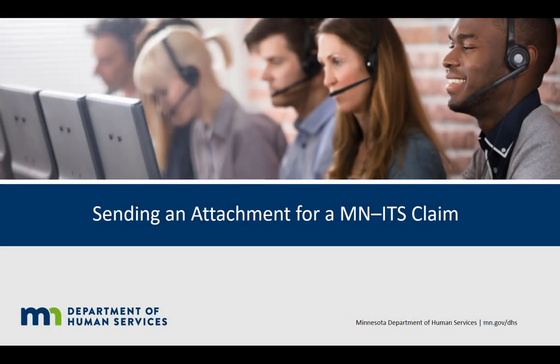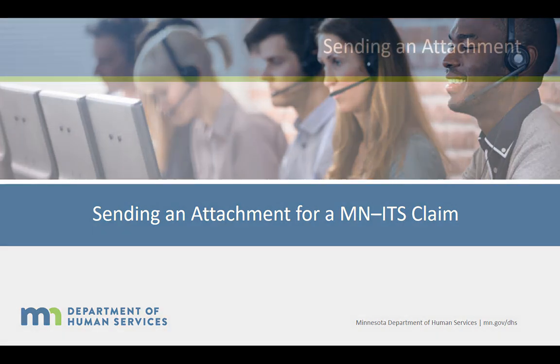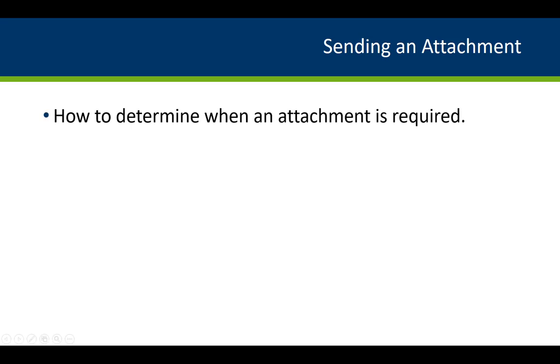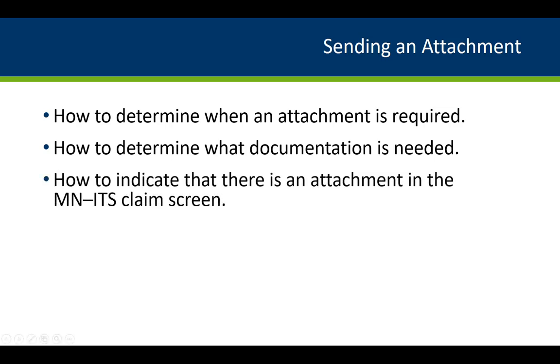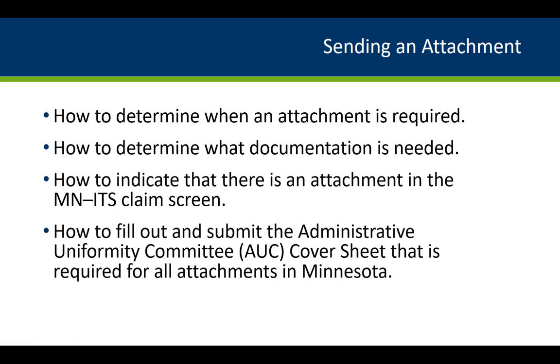This is the video on how to send an attachment when submitting a claim in MN-ITS. In this video, we will show the biller how to determine when an attachment is required, how to determine what documentation is needed, how to indicate that there is an attachment in the MN-ITS claim screen, and how to fill out and submit the Administrative Uniformity Committee or AUC cover sheet that is required for all attachments in Minnesota.